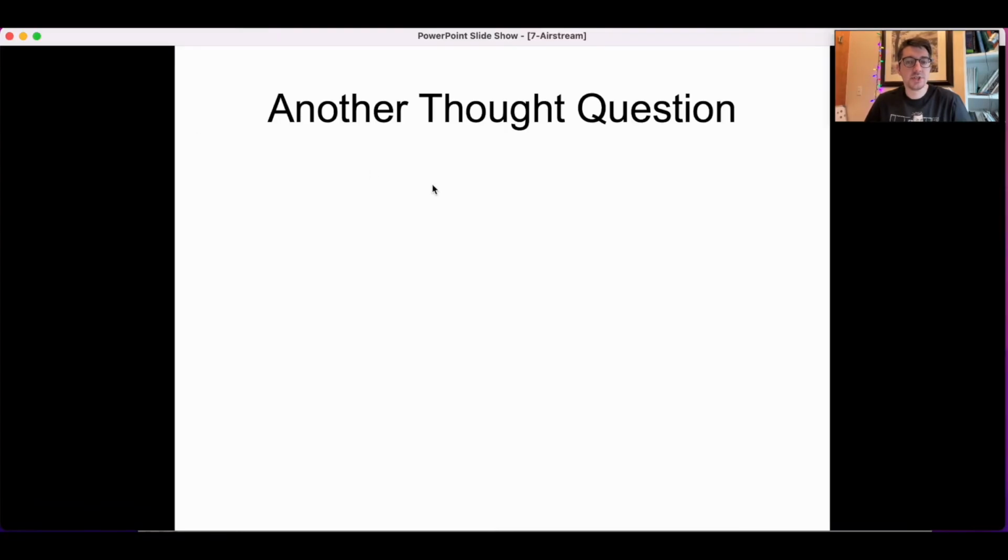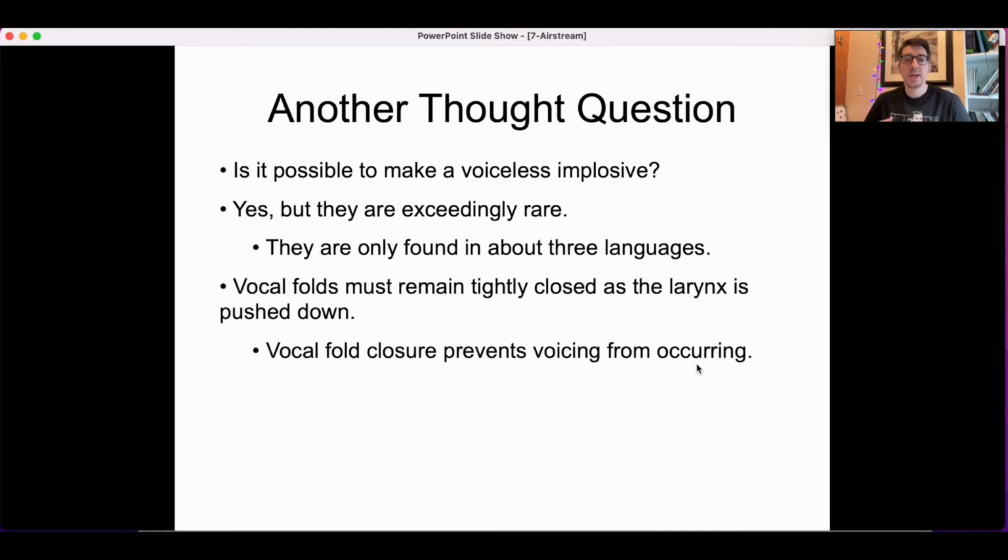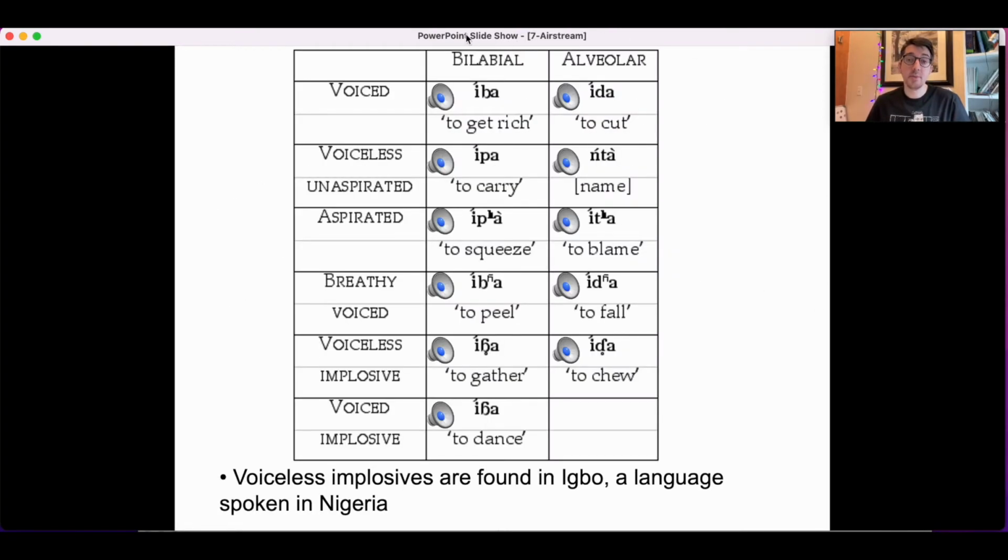Another deep question for you: is it possible to make a voiceless implosive? I already revealed this to you. Yes, but they're exceedingly rare. They're only found in about 3 languages, and to make them the vocal folds must remain tightly closed as the larynx is pushed down, as in pa, pa, right? The vocal folds prevent voicing from occurring, so you have to keep them tightly closed as you push the larynx down. It's very difficult, but not impossible, right?